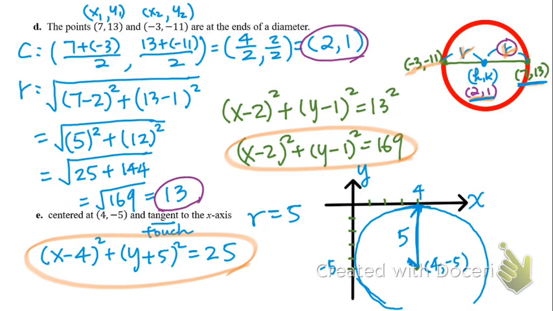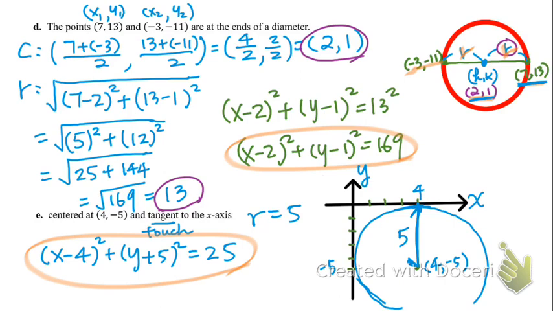Drawing the picture will help you, especially to find a radius. Your question can provide you a circle tangent to the y-axis, and you need to figure out what the radius is. If it's tangent to the y-axis, the radius will be 4. Tangent to the x-axis is 5.